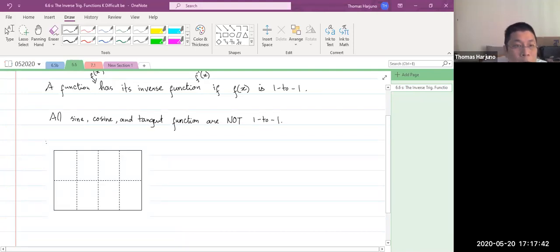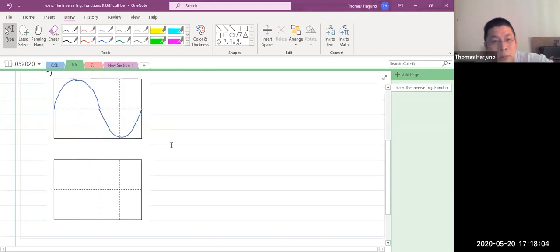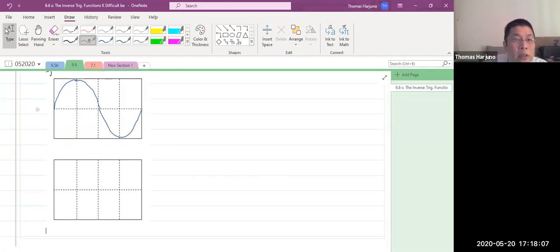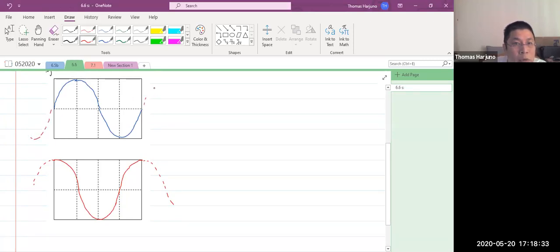For example, the graph of the sine function y equals sine x looks like this. Clearly it's not a one-to-one function, right? That's for sine x. And then for cosine x, it is this. Even in the first period from 0 to 2 pi, it's already not one-to-one. Not to mention this actually goes on indefinitely far, and this one goes back indefinitely far. You see what I mean?